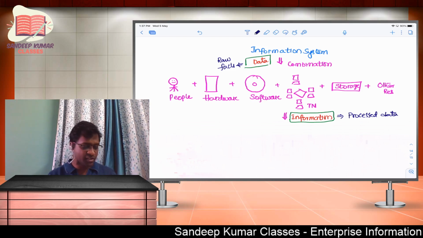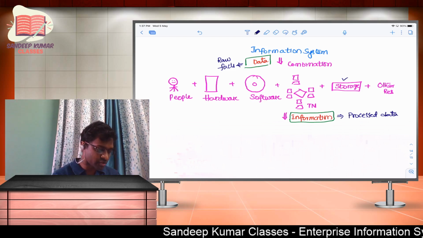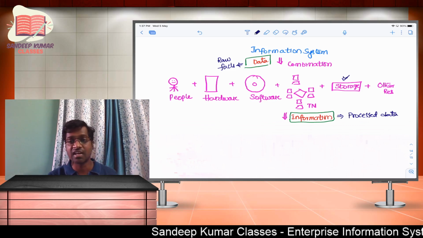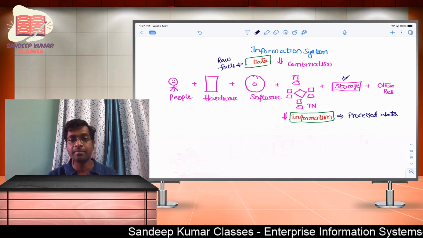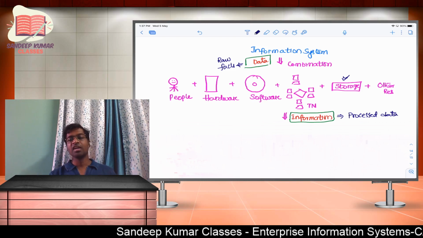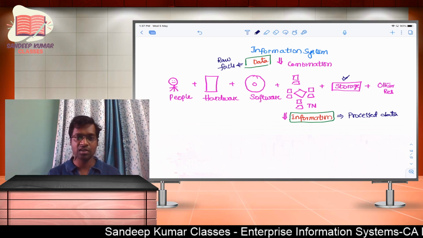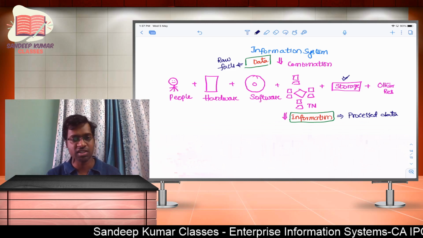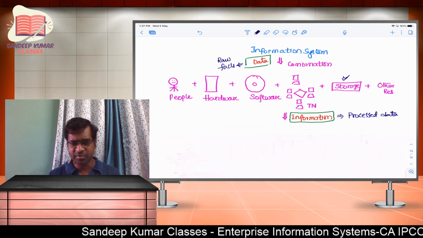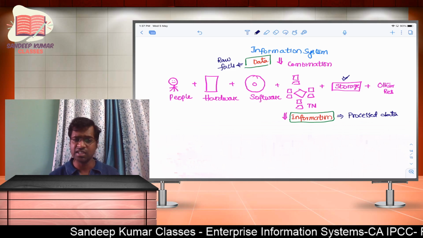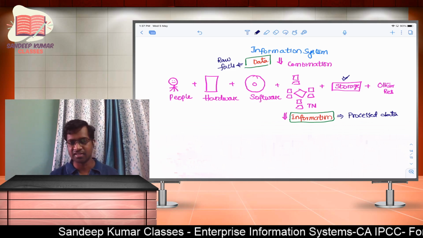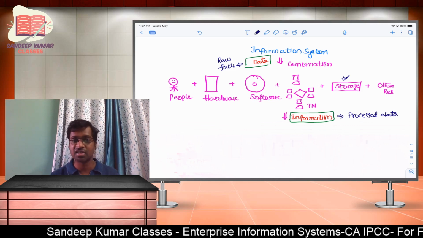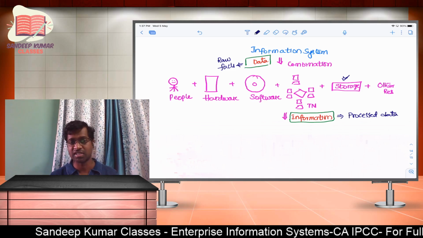Next is storage devices. Why do we require storage devices? Storage devices are required for storing the data permanently. If you want to store the data permanently, you require storage devices. The different types of storage devices we'll study in detail. And other resources: we may require certain communication devices and other resources as well.